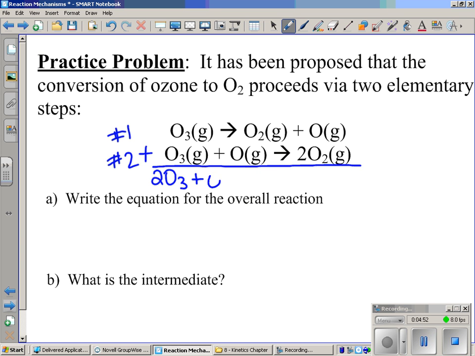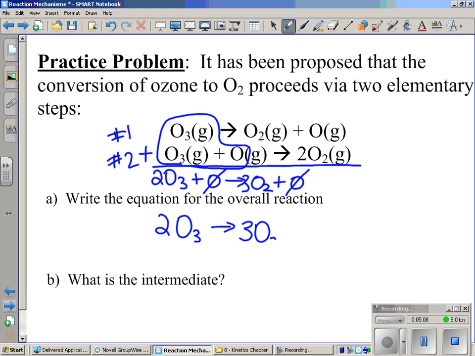So I have two O3s plus an O, right? I'm doing all the reactants, and then yields all the products. So 3 O2s plus an O. The O cancels. So the overall equation is 2O3. O3, by the way, is ozone. Yields 3O2. Okay, so that's your overall equation.